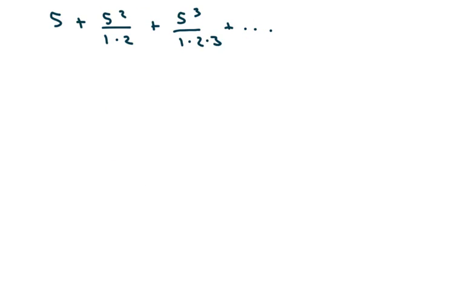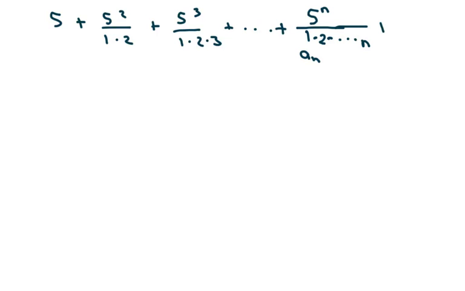Okay, the last one is this one. Basically we want to find our nth term. Our nth term is going to be 5 to the n over 1 times 2 times dot dot dot, and the last one is going to be n. It's just going to be n because you're just going by n.